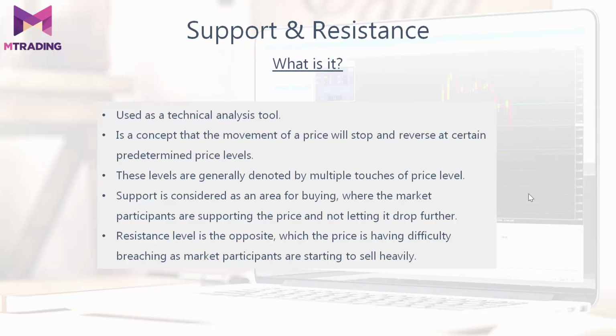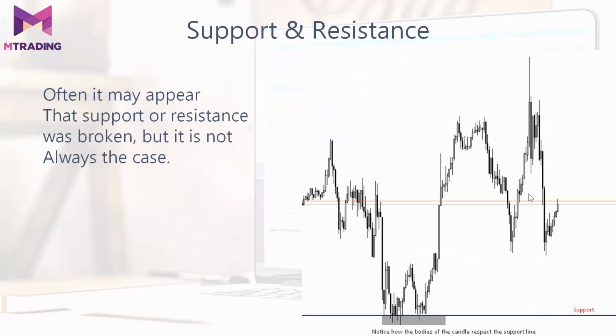Resistance level is the opposite. Sellers are not letting the price go any higher due to heavy selling. Here's the idea of support. As you can see, often it may appear that the support or resistance was broken, but it is actually not the case. Also notice how the bodies of the candles respect the support line. This is key, remember it.